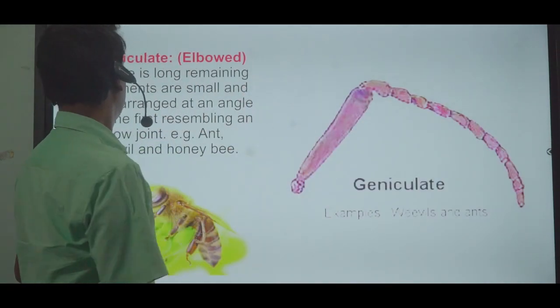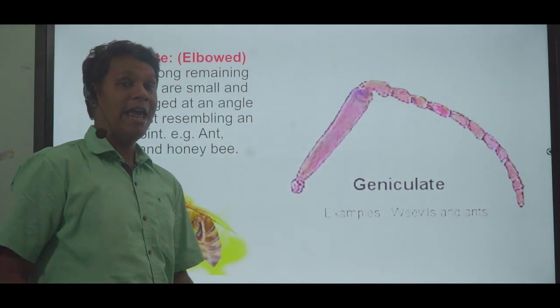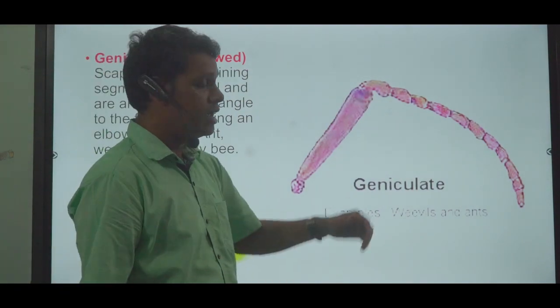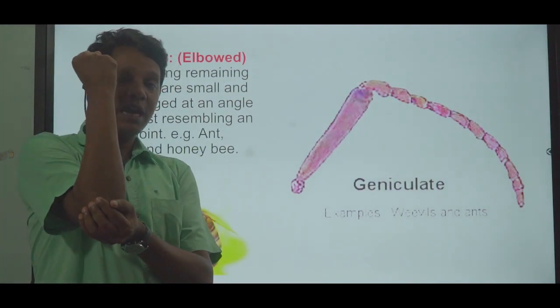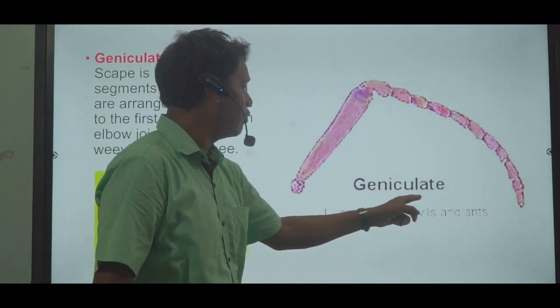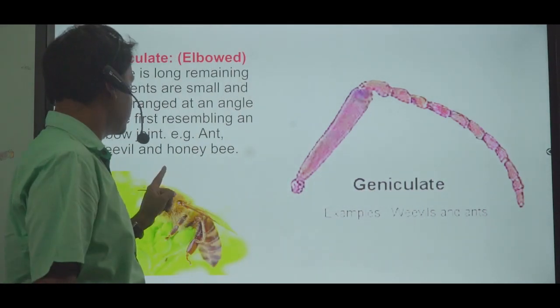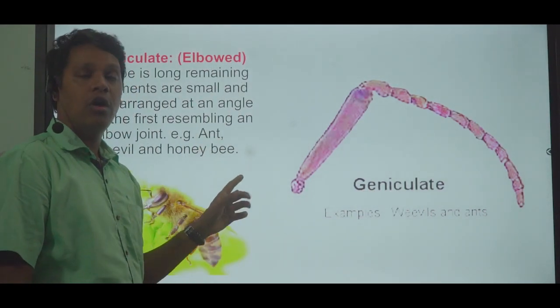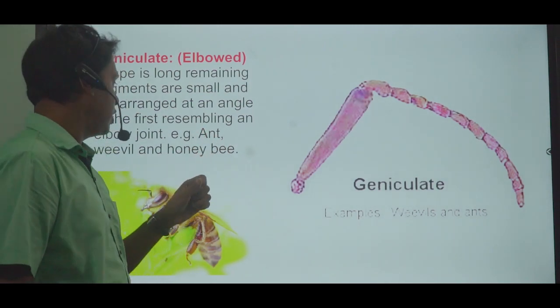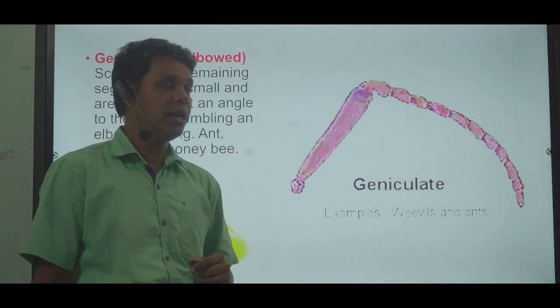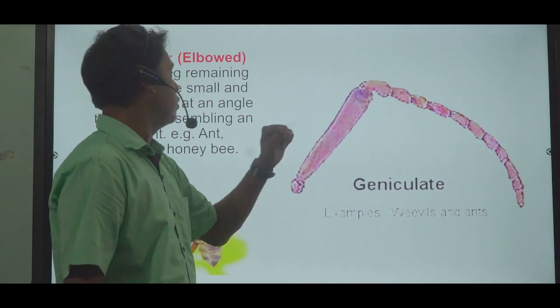Next type is geniculate, or elbow-like. The structure, as we see, is almost like our elbow. That is why geniculate antennae. It can be seen in the case of an ant, or a very common example is the honeybee. In the case of the honeybee, the antennae type is geniculate.